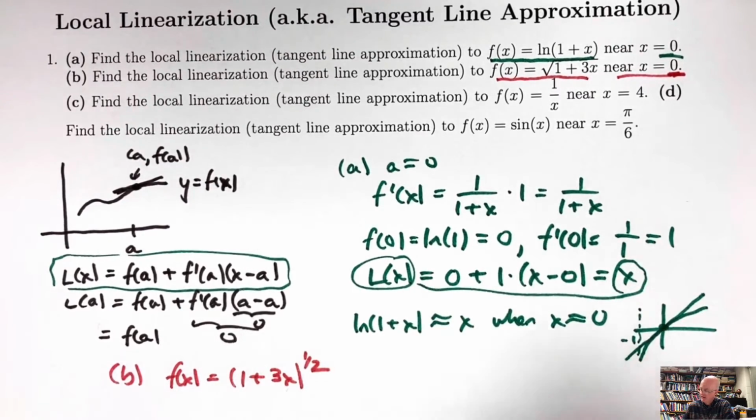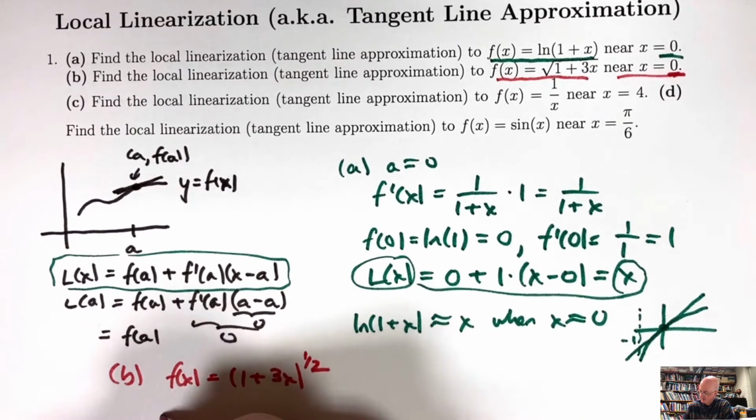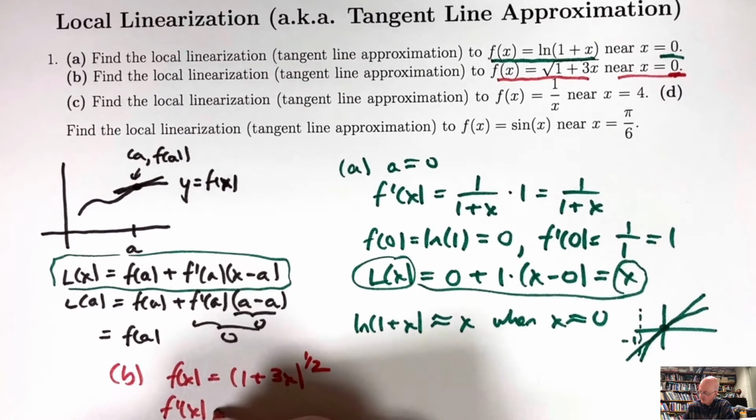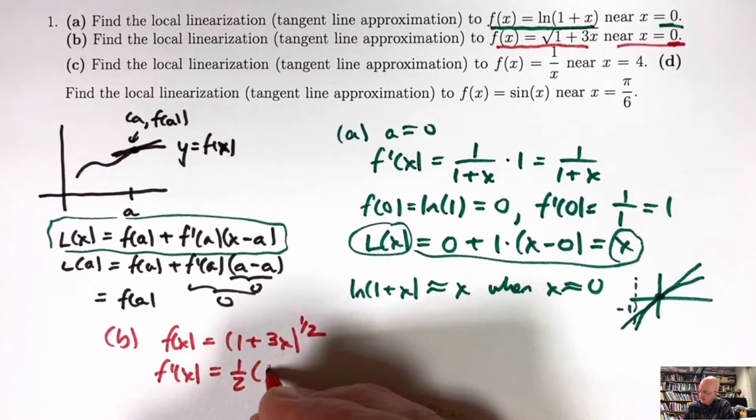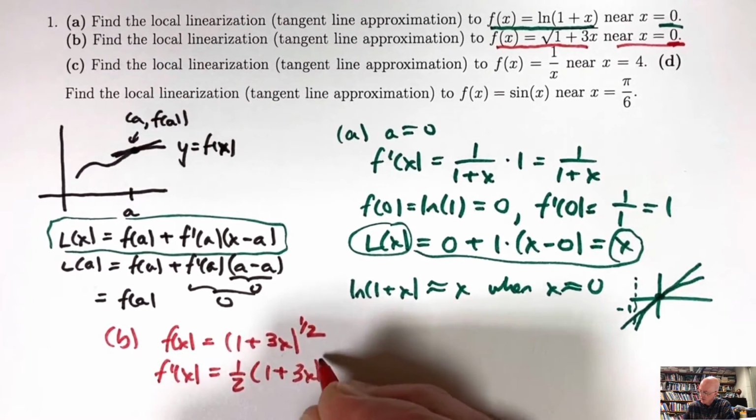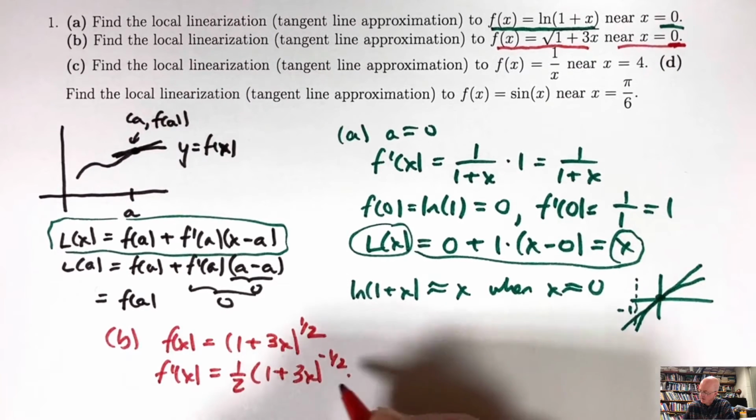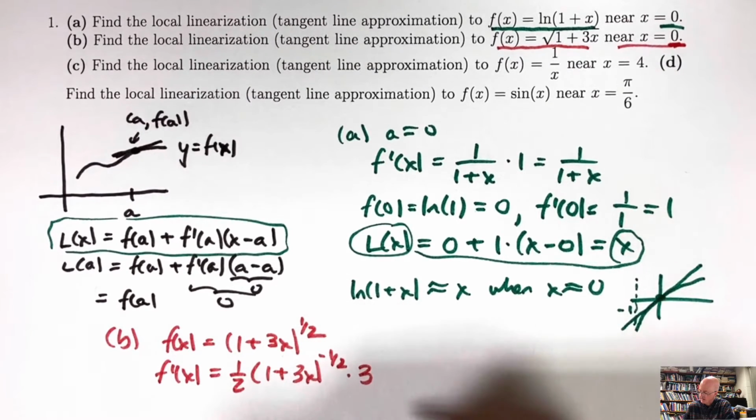A is still 0. We need to find f of 0 and f prime of 0. Let's go ahead and find the derivative first. We'll need the chain rule again. We'll bring down that 1/2, plug in the inside function, subtract 1 from the exponent, and then multiply times the derivative of the inside, which is 3.